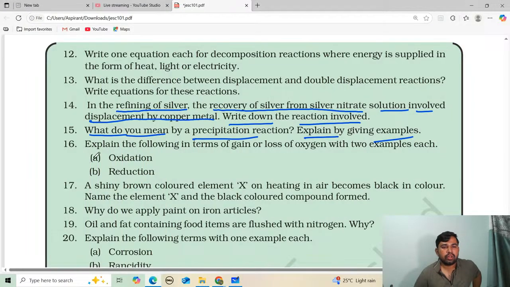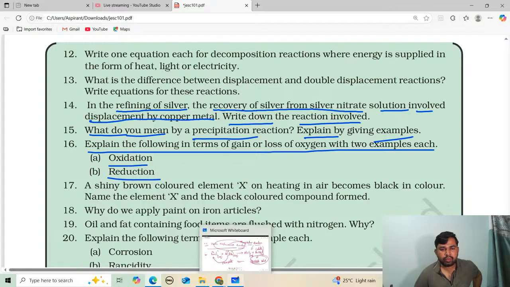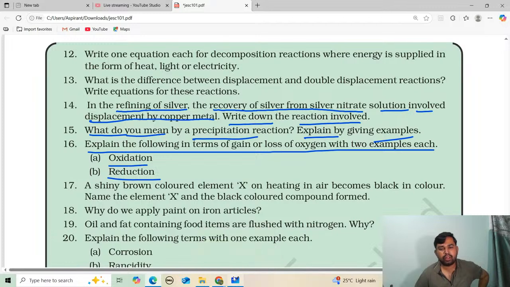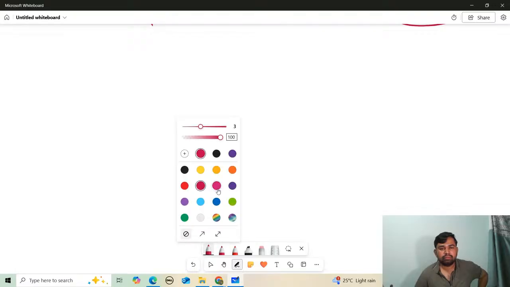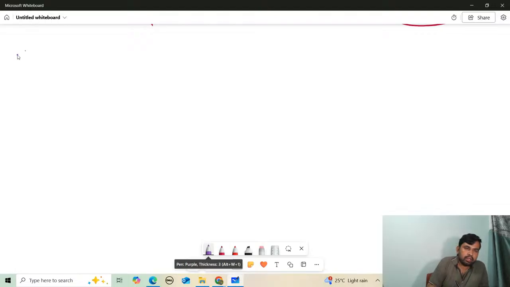Next question, you see, question number 16. Explain the following terms in terms of gain or loss of oxygen with two examples each: oxidation and reduction. In terms of loss of oxygen and gain of oxygen, you should explain. So I will take an example here. Question number 16.